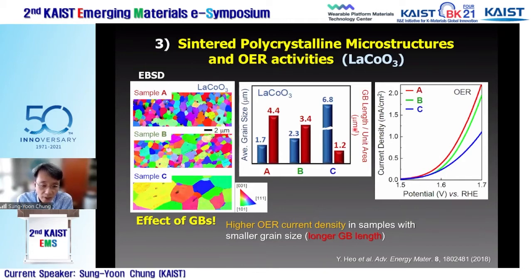So what we expected is that the OER current density should be higher for sample A compared to sample C. That is the measurement result, and it is exactly what we expected. As you can see, the activity of sample A is much higher.